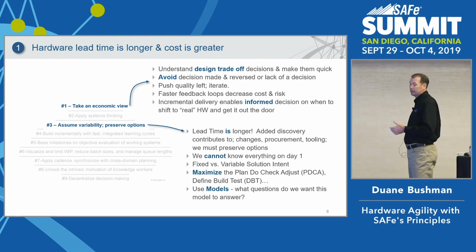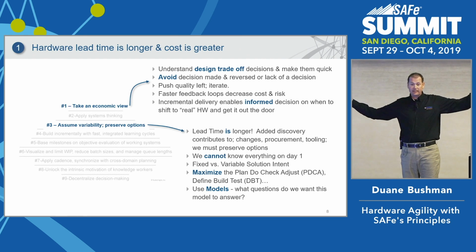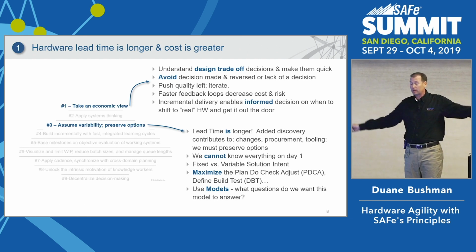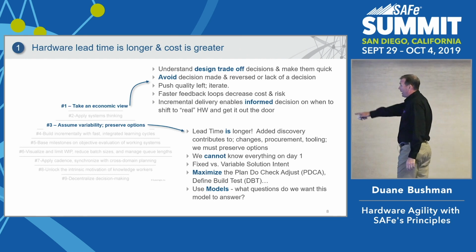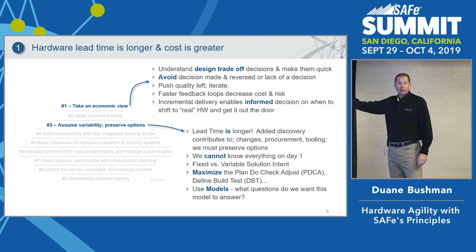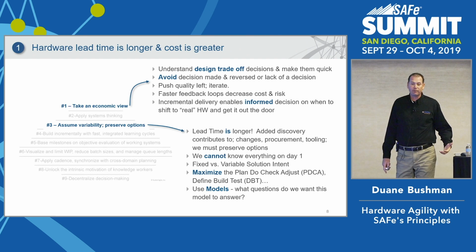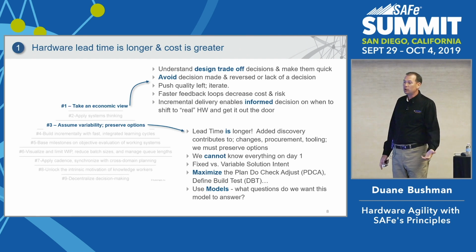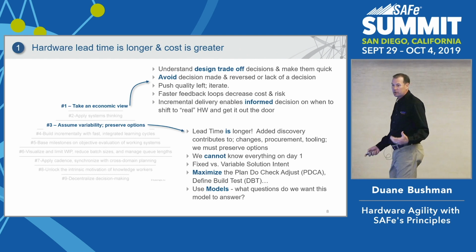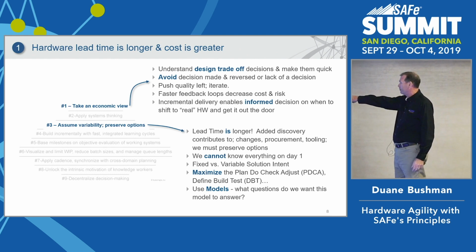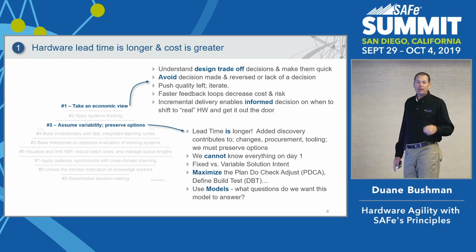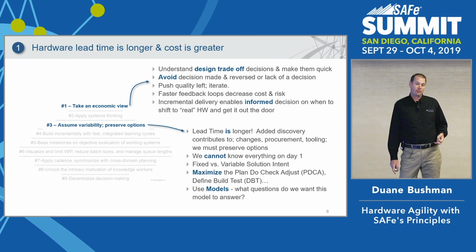So again, lead time is longer. We all agree on that. That's not something that's in debate, right? As we go through, if we are iterating and say we're going into a POC, or from POC to alpha, or alpha to alpha 2, those are all iterative learning cycles, and when we discover something, it can really have an impact. So this is why we want to make sure we're preserving our options.